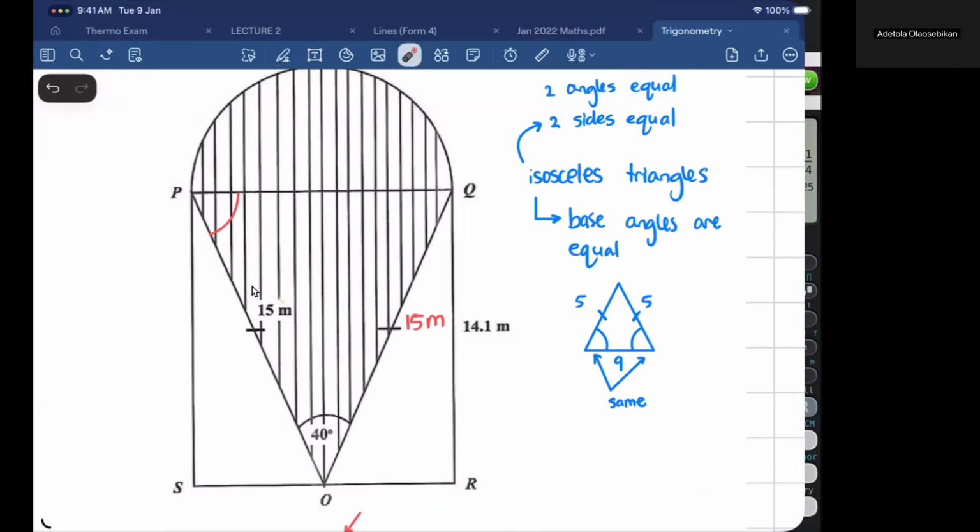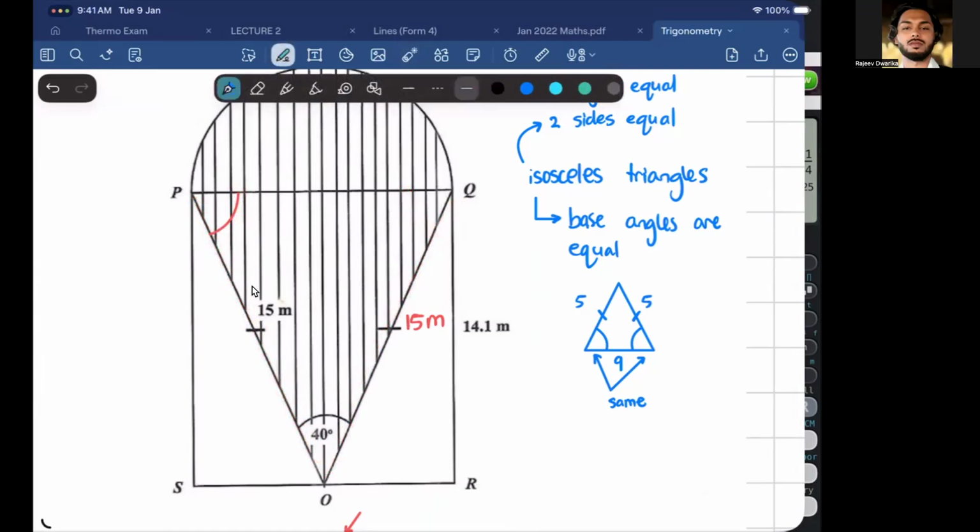Okay, good. So if we look at this diagram, this side and this side, they are equal, right, they are equal. So if those are the equal sides, what angles do you think would be the equal angles? P and Q, right? These two angles would have to be the same.